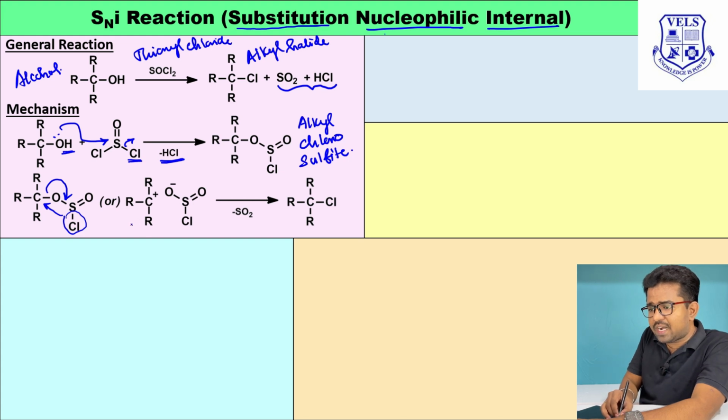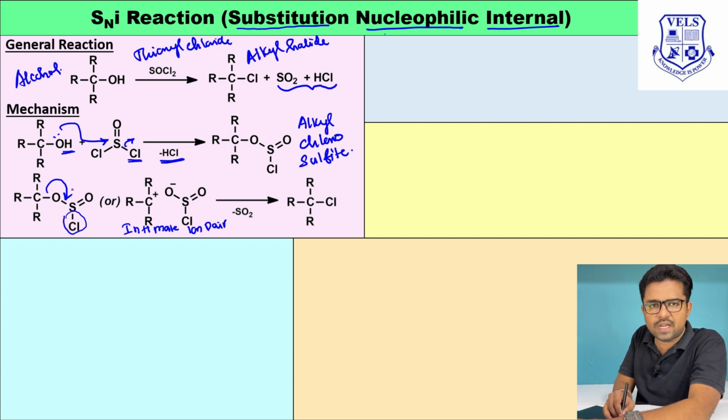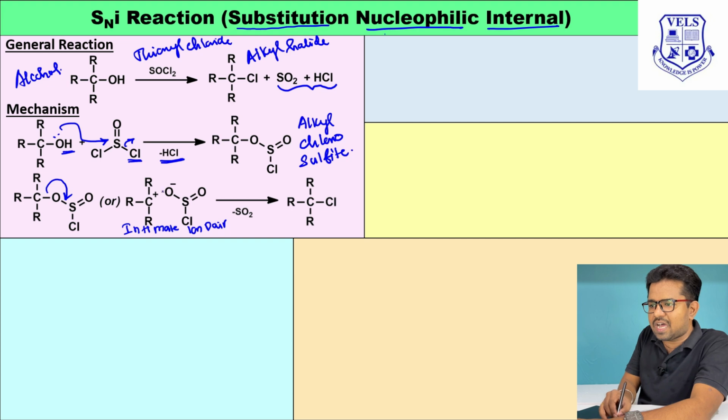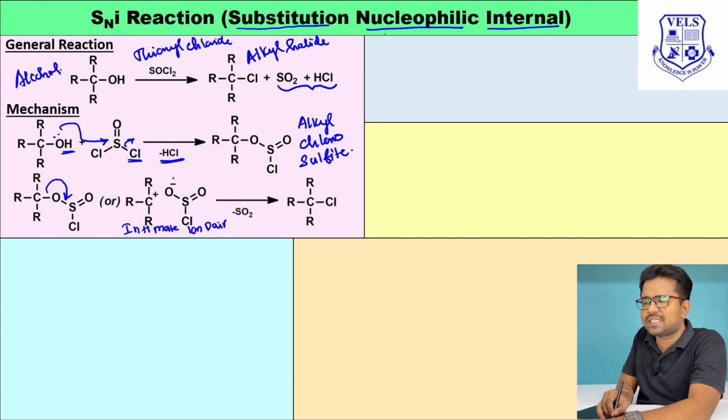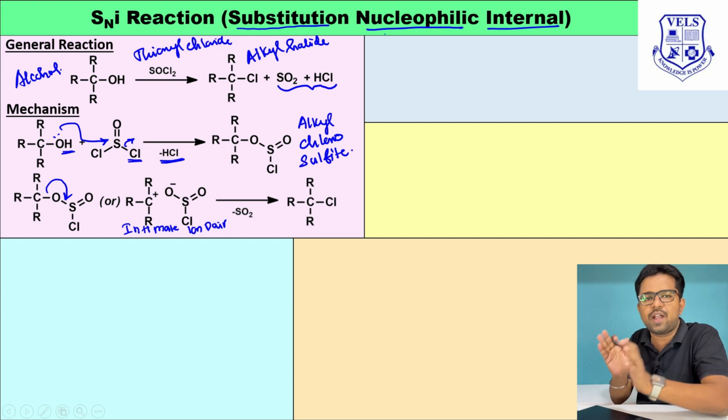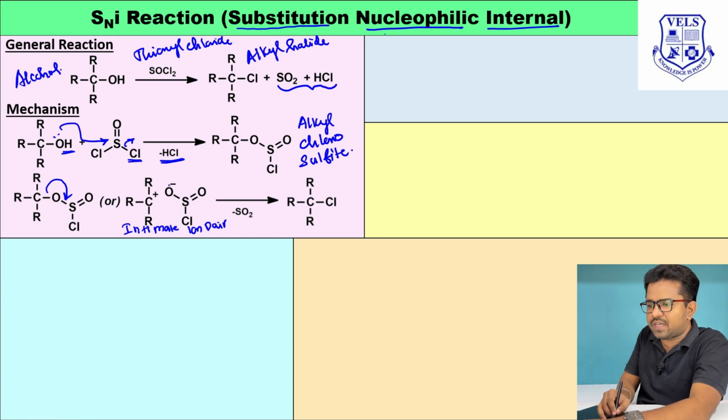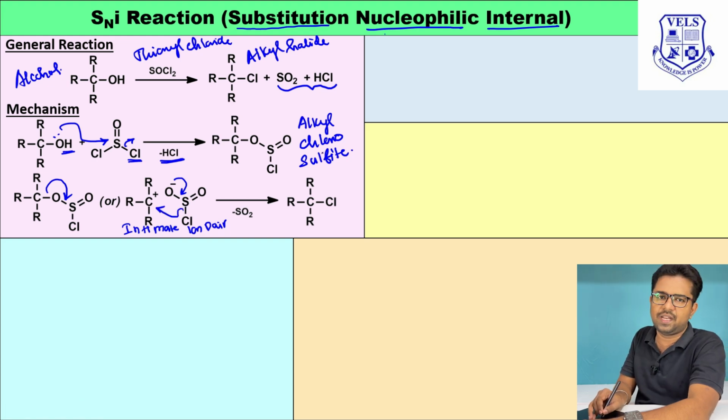The second type of mechanism is the intimate ion pair mechanism. So in this, what is happening? Just a simple thing: the carbon-oxygen bond gets broken, and as a result carbon gets a positive charge and oxygen gets a negative charge, right? So an ion pair will be formed in this case. As a result, this electron pair will come towards the sulfur atom, and this chlorine will take this electron pair and attack the carbocation to form the alkyl chloride as a product.